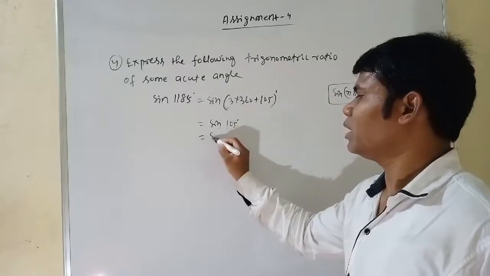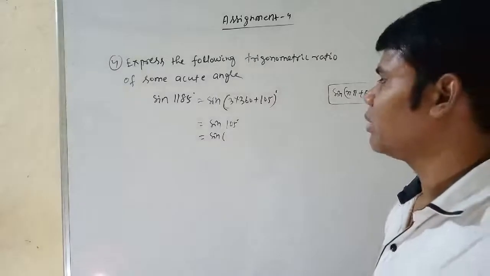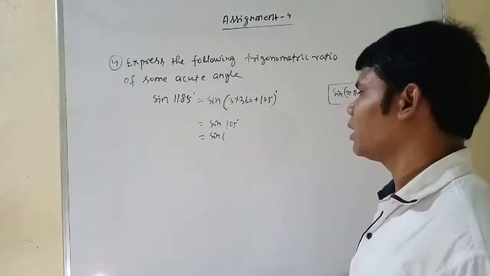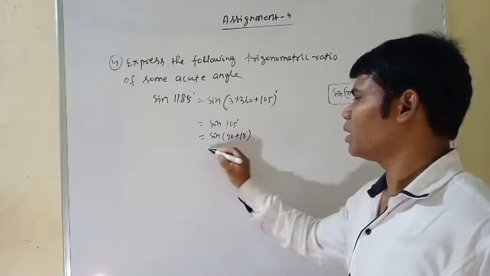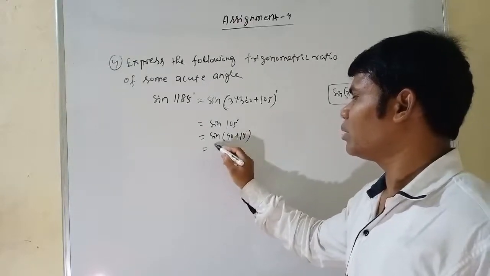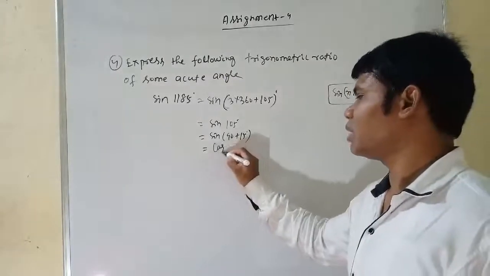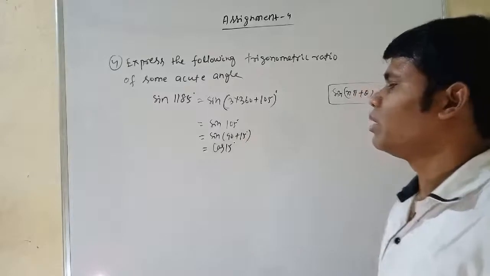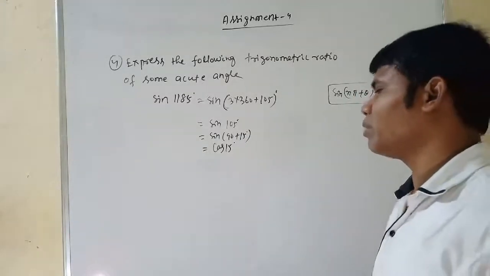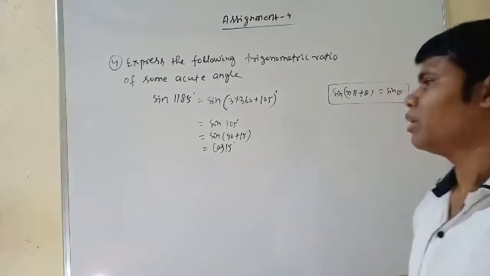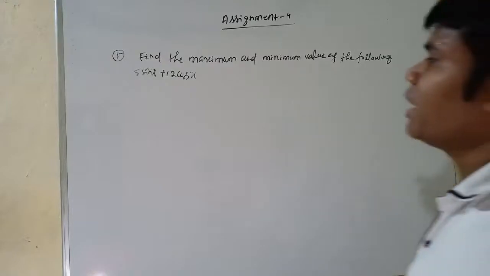Okay, is equal to sine 105. It is more than 90, so we cannot say 105 is acute angle. So 105 is equal to 90 plus 15 degree. Okay, sine 90 plus theta is equal to cos theta. That is cos theta is equal to 15 degree. Okay, so sine 1185 degree is equal to cos 15 degree. Pause the video, note it down. You see the next problem.